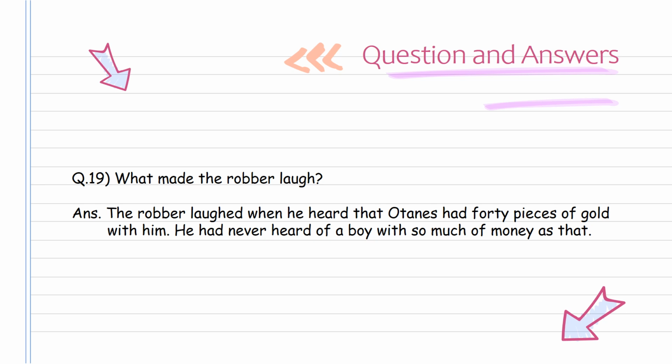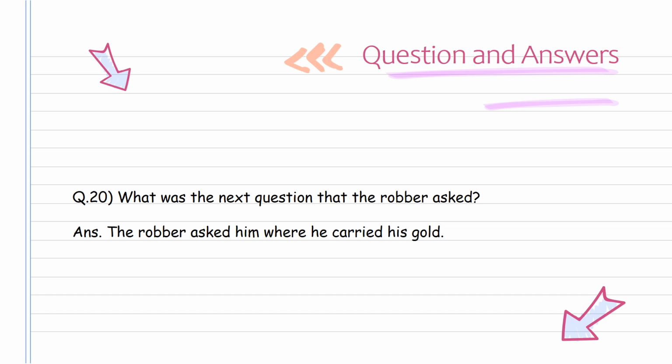Question 19. What made the robber laugh? The robber laughed when he heard that Otanes had 40 pieces of gold with him. He had never heard of a boy with so much money as that. Question 20. What was the next question that the robber asked? The robber asked him where he carried his gold.